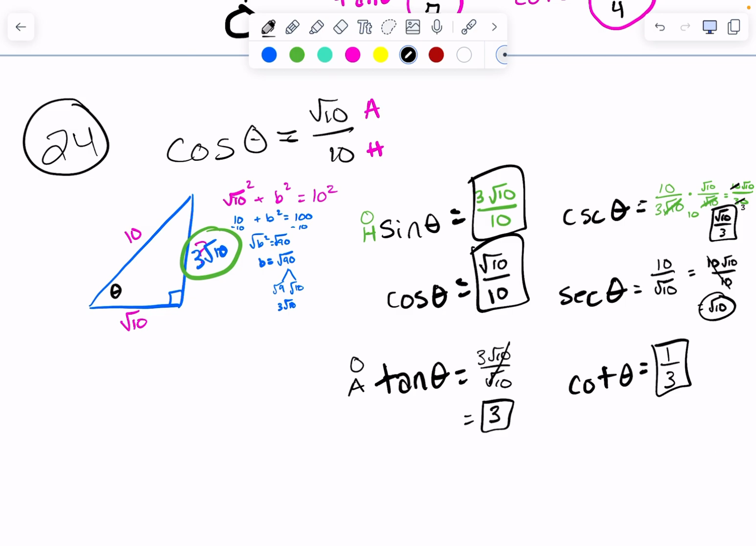Which do you really like better? This guy? Or this guy? This one's easier to read. Yeah. I don't know. Whichever one. Okay, good. Happy with that?